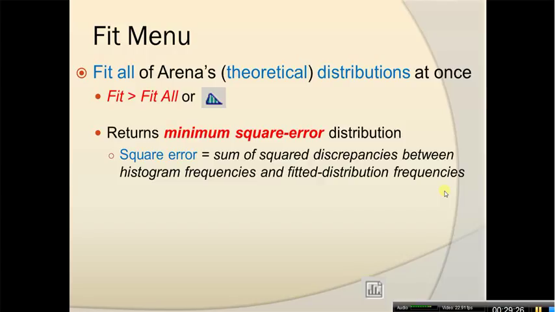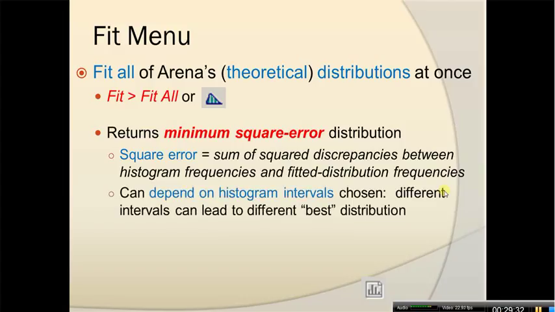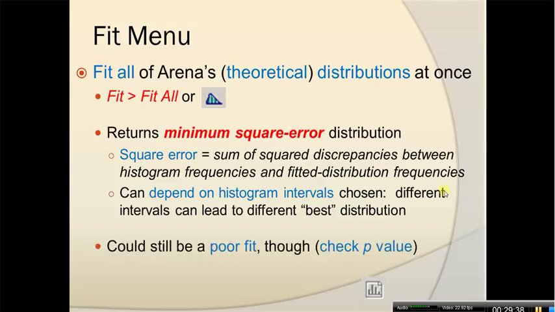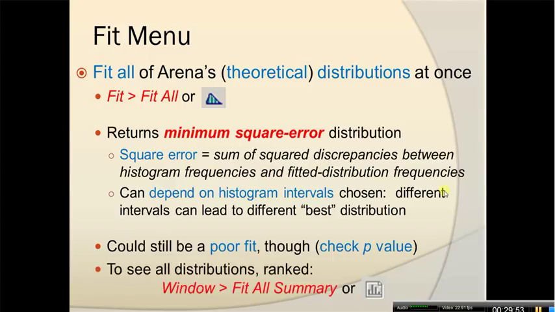So the square error is a sum of square discrepancies between histogram frequencies and the fitted distribution frequencies. And it can depend on the histogram intervals that we've chosen, and different intervals can also lead to a different best distribution. So even with a very small square error, we could still get a poor fit. I already showed you in the first demonstration. So it's very important to first check the p-value. And you can also see all distributions ranked, right, by clicking window, fit all summary, or what we did is we clicked that button here that is shown as grayed out, but after you fit all, it can show you this button.